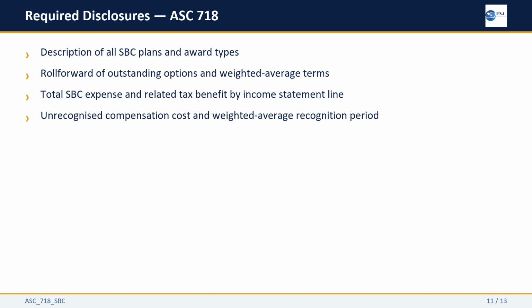The intrinsic value of options exercised and RSUs vested during the period must be disclosed. And critically, the total unrecognized compensation cost for unvested awards and the weighted average period over which it will be recognized must be stated. Investors use this unrecognized cost disclosure to project future expense. The Black-Scholes assumptions must be disclosed: volatility, expected term, risk-free rate, and dividend yield.